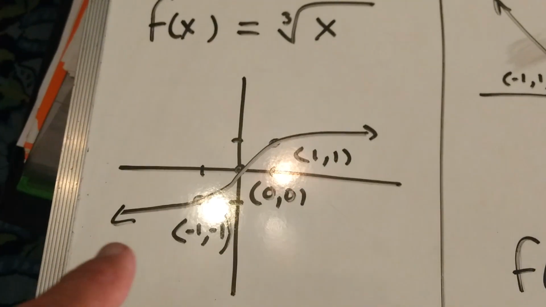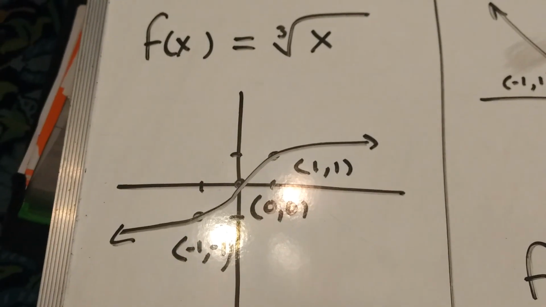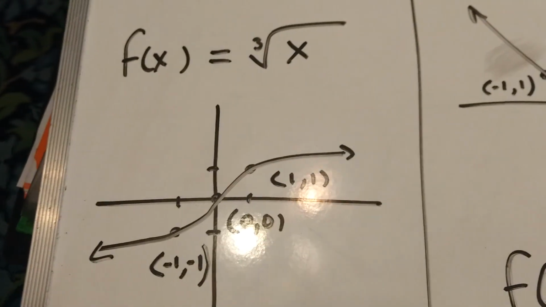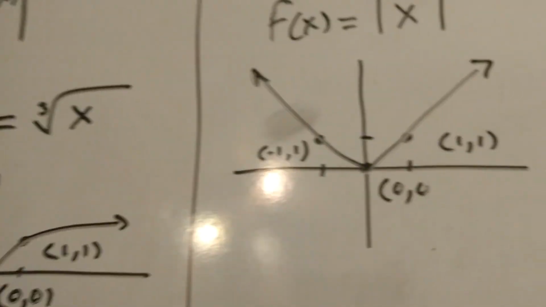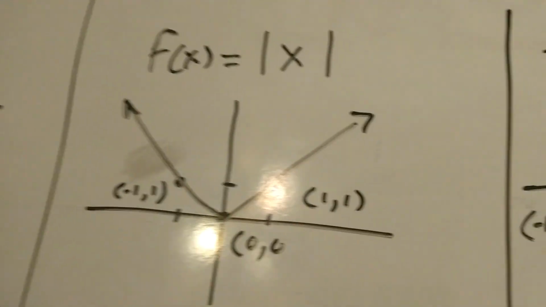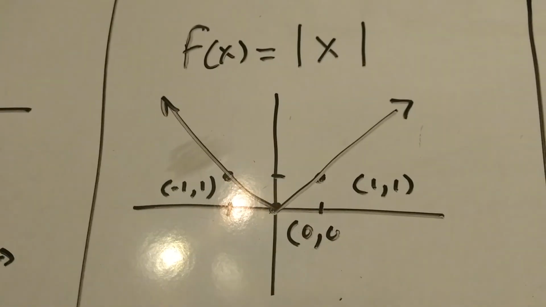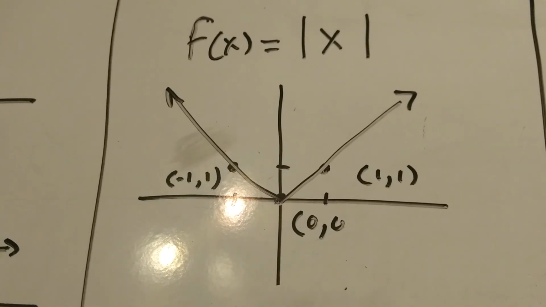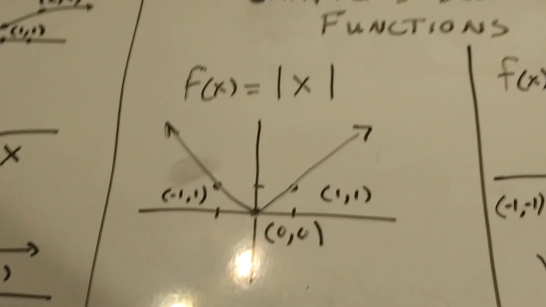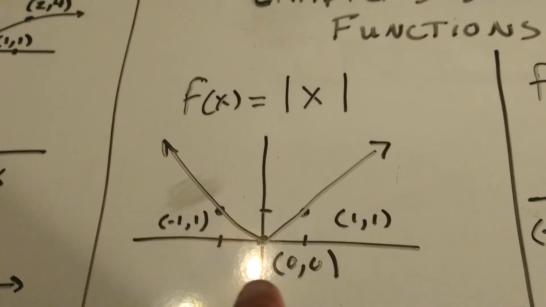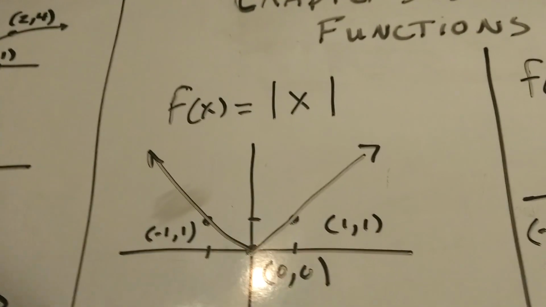Got to know the cube root graph. Three ordered pairs for the cube root graph are (0, 0), (1, 1), (-1, -1). You got to know this. The three ordered pairs for the absolute value function are (-1, 1), (1, 1), (0, 0). And so if you look at this, the ordered pairs are (-1, 1), (0, 0), (1, 1).